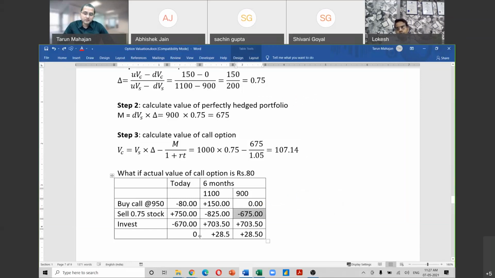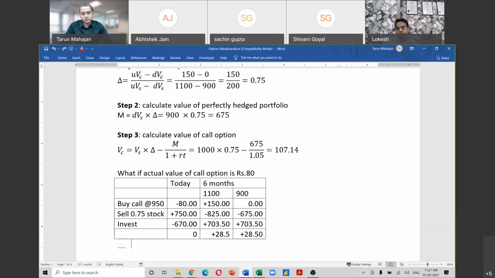There are three characteristics of arbitrage. Number one is there is no investment. So look here, this is 0 investment. Number two, there is no risk. Price rises or falls, you're getting the same figure. That is, there is no risk. Number three, there is positive return.